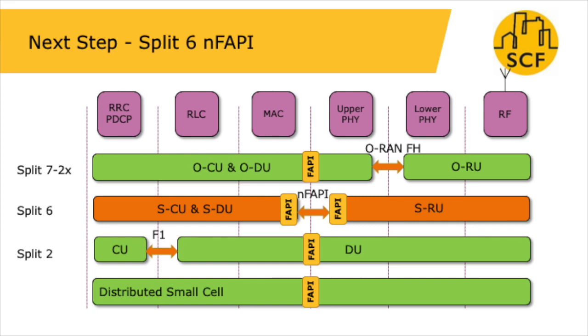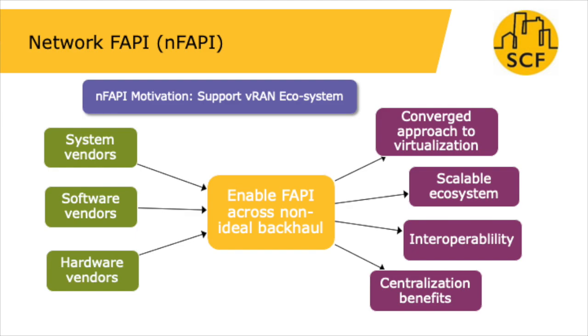So the motivation for this is really to enable FAPI across a non-ideal backhaul. If you have an ideal backhaul, it will work as well, but we do the work to ensure that it will work across non-ideal. Again, it's this collection of system vendors, software vendors, and hardware vendors that we bring together to do this. I've shifted the order around a bit because this time it tends to be system vendors that really take the lead on this, as it's a complete self-contained box that we're linking together.